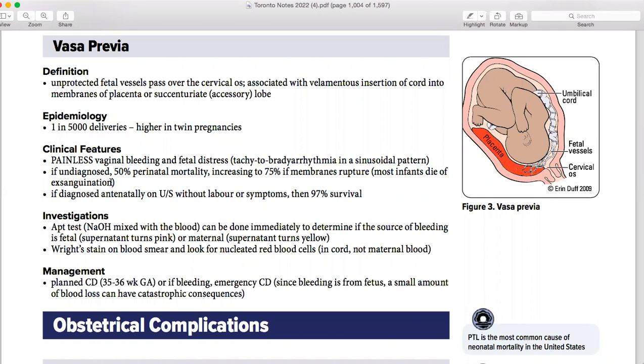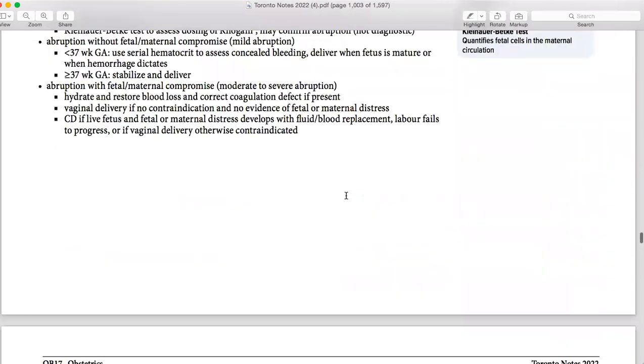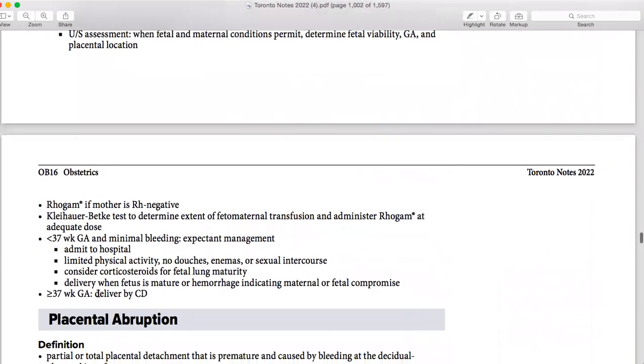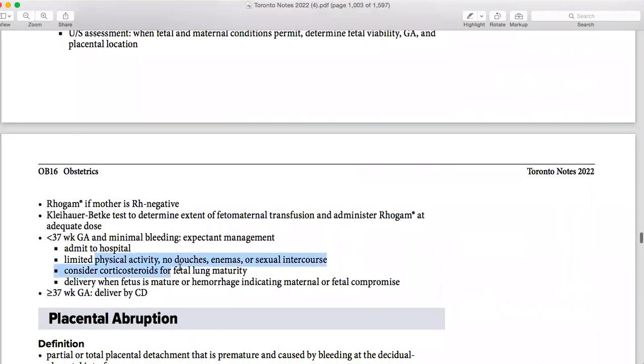If undiagnosed, there is 50% perinatal mortality; maybe the baby died because a lot of spotting was happening and the mother was neglecting it. Perinatal mortality increases to 75% if the membranes rupture. If diagnosed antenatally on ultrasound, without labor or symptoms, then there is 97% survival. All you need to do is counseling, which we already read here: limited physical activity, no douches, enema, and sexual intercourse.